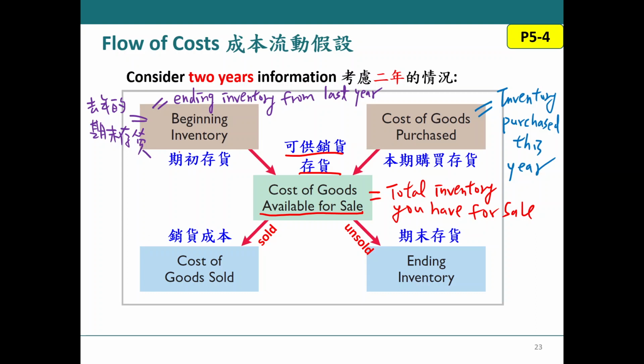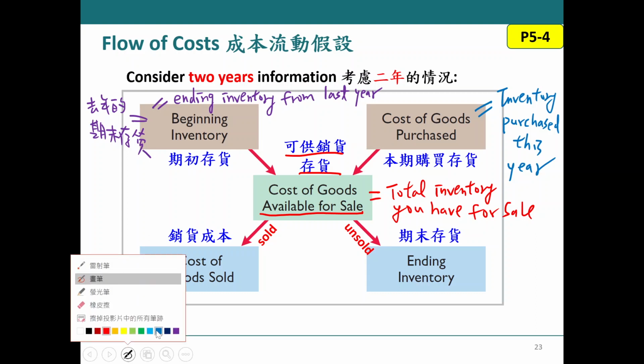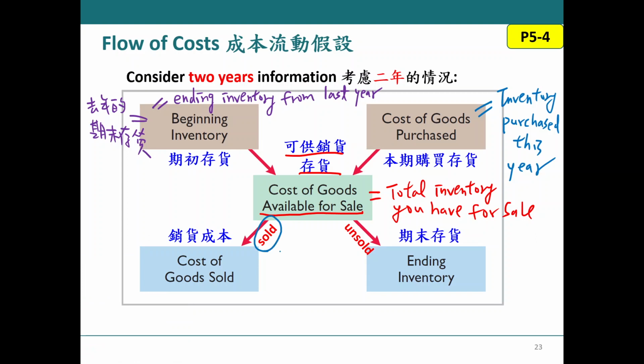So when you sold to customers, what's the effect you will have? First effect, your inventory decreases, right? Second effect is what? Your expenses increase. These expenses above inventory, remember which account we use? Cost of goods sold, right?